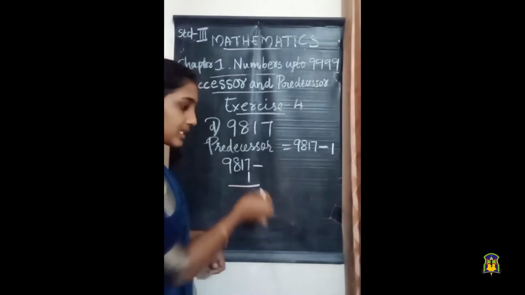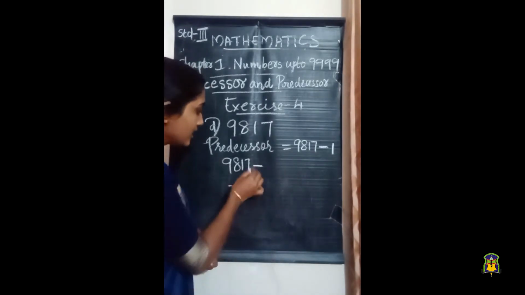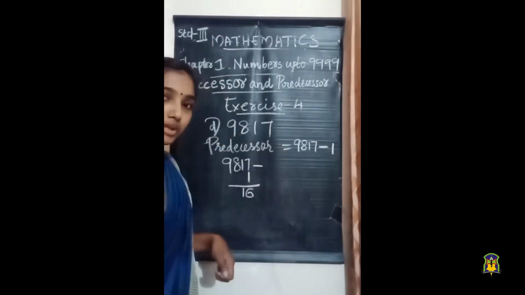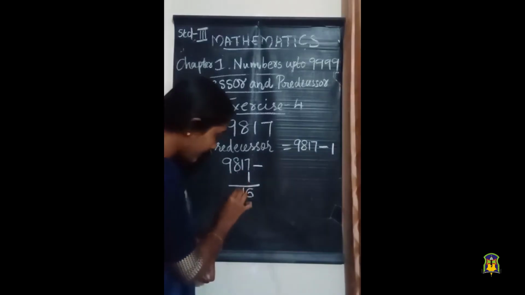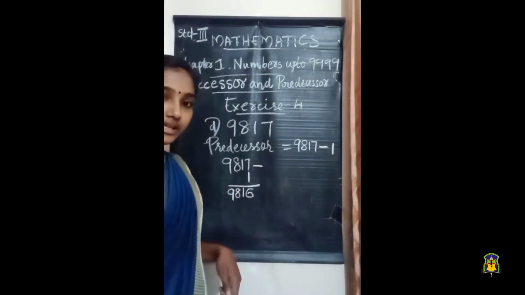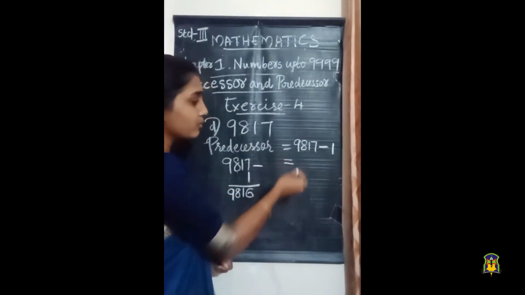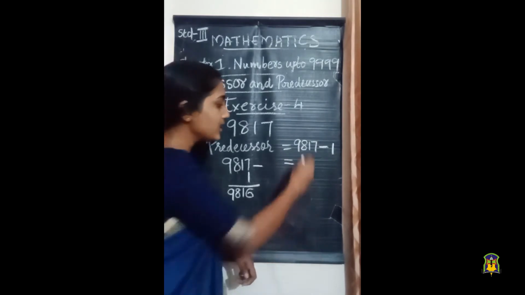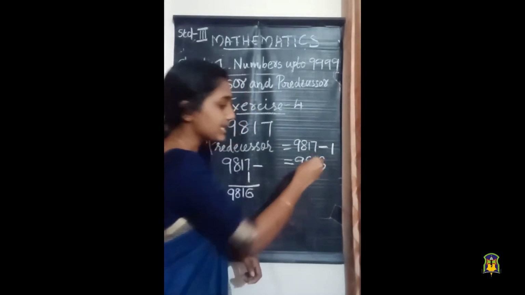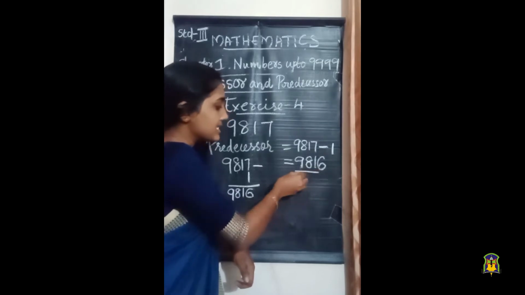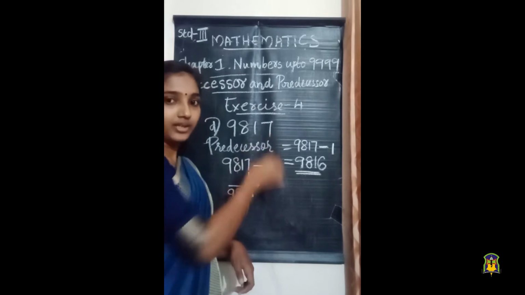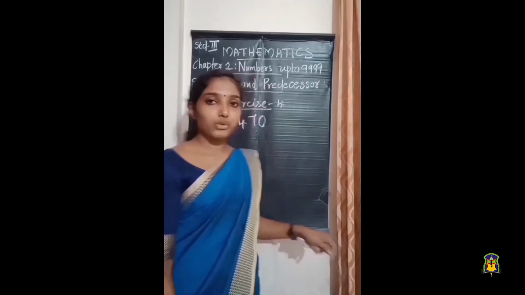Okay, so 7 minus 1. What makes 7 minus 1? 7 minus 1 is 6. And in tens place, we will get 1. In hundreds place, it's 8. And in thousands place, we will get 9. So, after subtracting 1 from 9817, what we got? We got 9816. So, this is the predecessor of 9817.